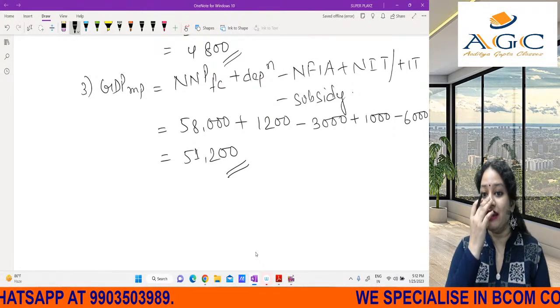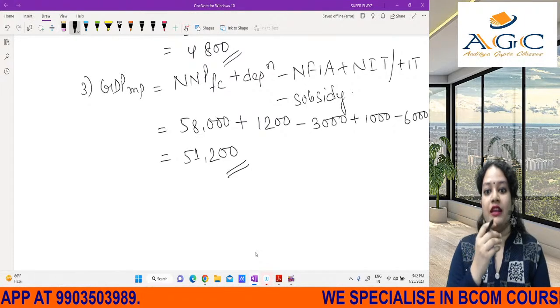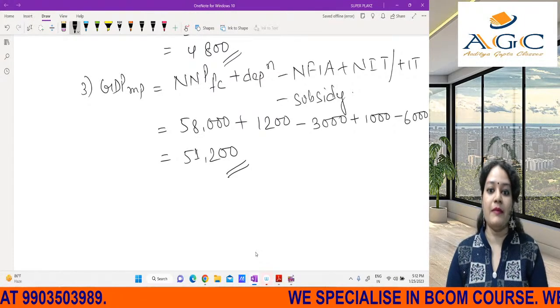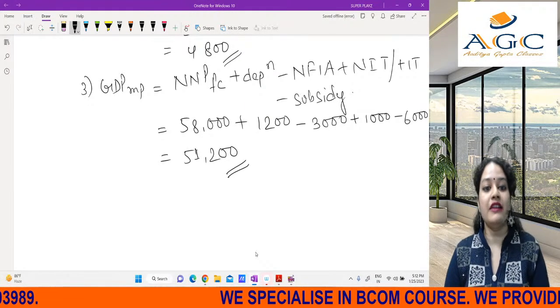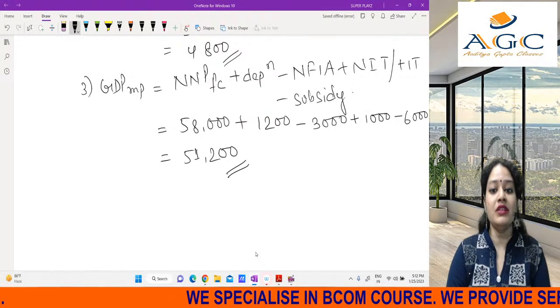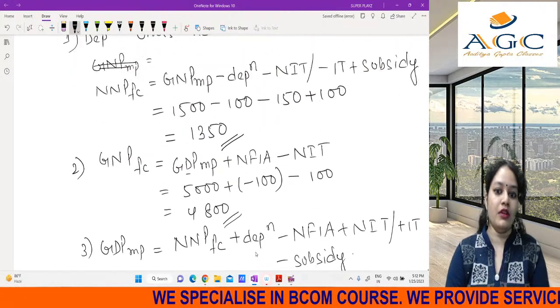So you can see that you have not been given any complicated method, but just simple sums based on the formulas that you already know. So this is what you had to do.